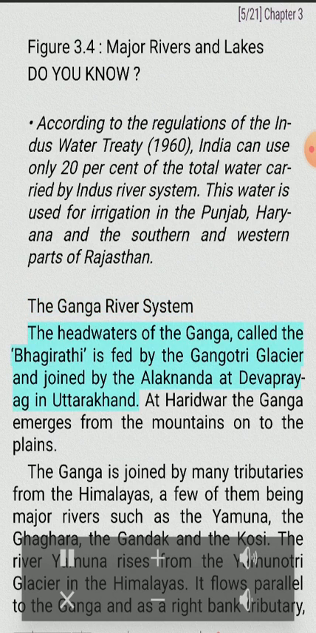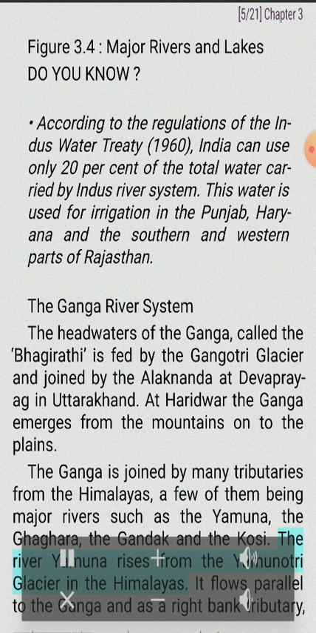The Ganga River System. The headwaters of the Ganga, called the Bhagirathi, is fed by the Gangotri Glacier and joined by the Alaknanda at Devaprayag in Uttarakhand. At Haridwar the Ganga emerges from the mountains onto the plains. The Ganga is joined by many tributaries from the Himalayas, a few of them being major rivers such as the Yamuna, the Ghaghara, the Gandak and the Kosi.